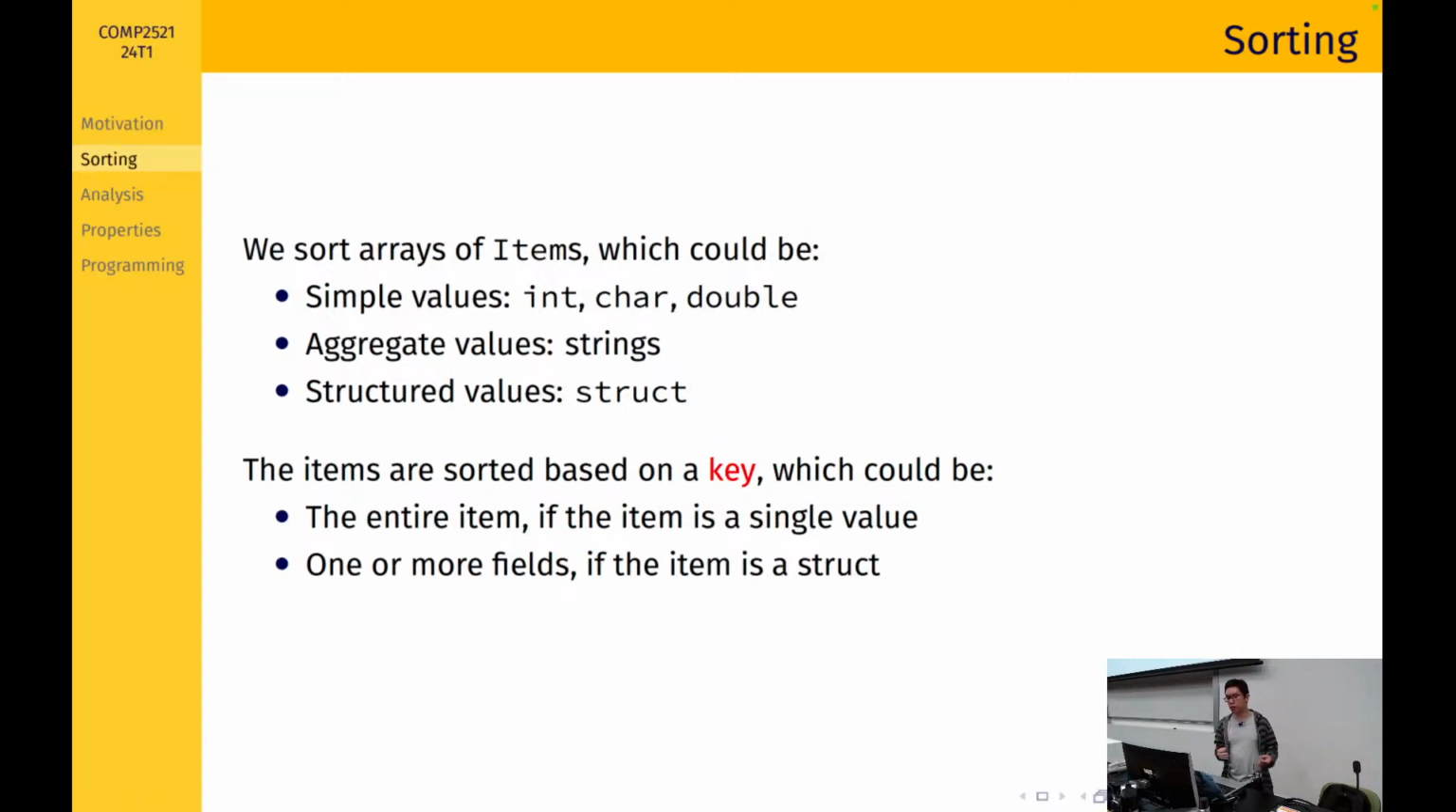So I already said we're sorting arrays of items, and the items could be as simple as integers, characters, doubles, or they could be strings, or they could be structs containing multiple different fields. And the items are sorted based on a key.